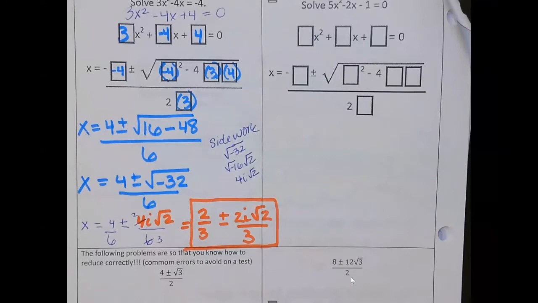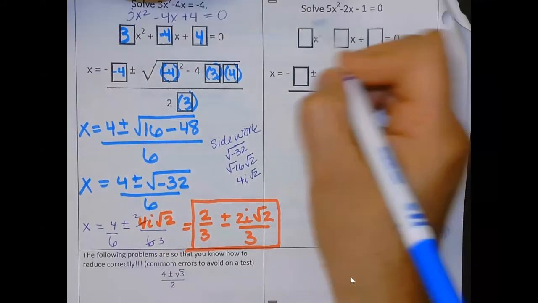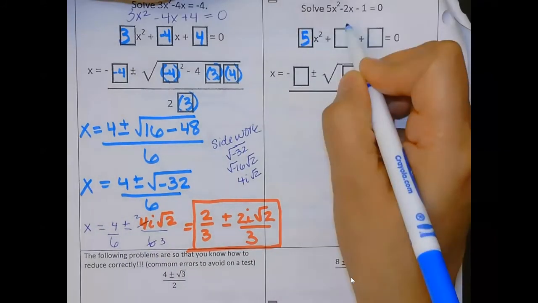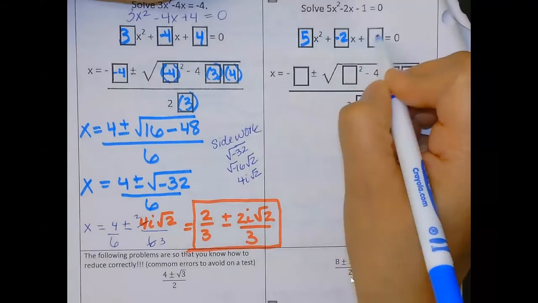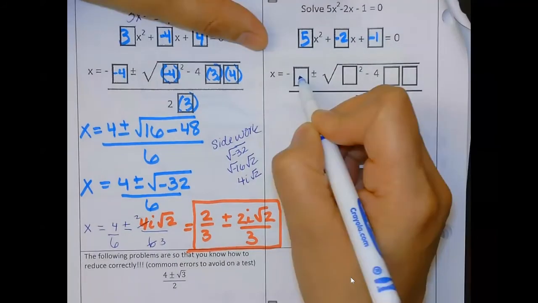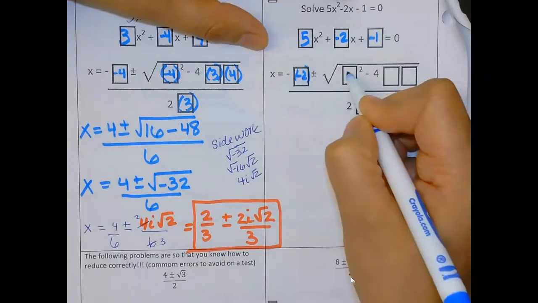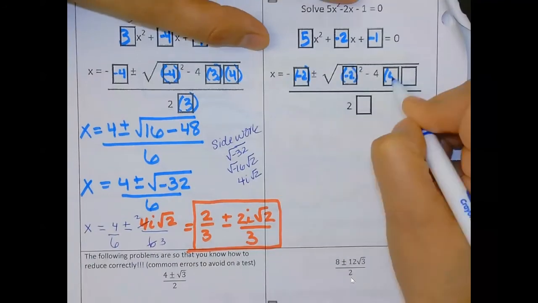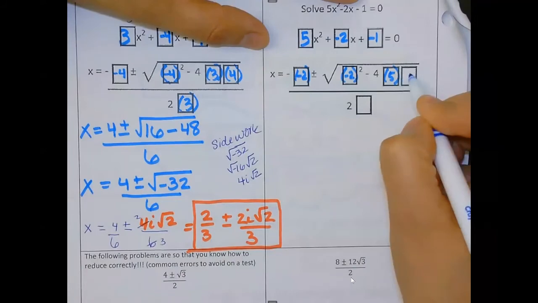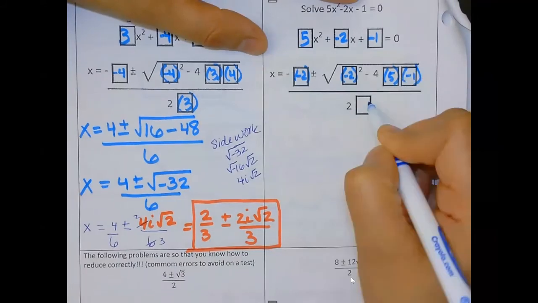Okay, everything set equal to 0. A value is 5. B value is -2. C value is -1. It's negative B value, B squared minus 4AC over 2A.